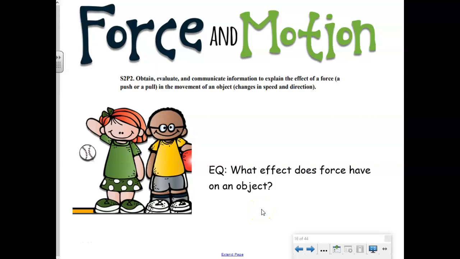All right, let's learn some more about force and motion today. Our standard says that we can obtain, evaluate, and communicate information to explain the effect of a force in the movement of an object. Remember, a force is a push or a pull, and movement means the change in speed and direction. All right, so now we're going to focus on what effect does force have on an object? What happens when we put force on an object? That's what we're going to focus on the next few days.